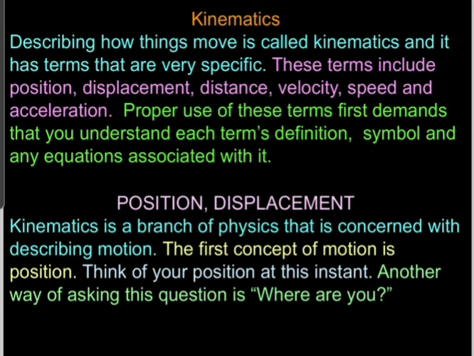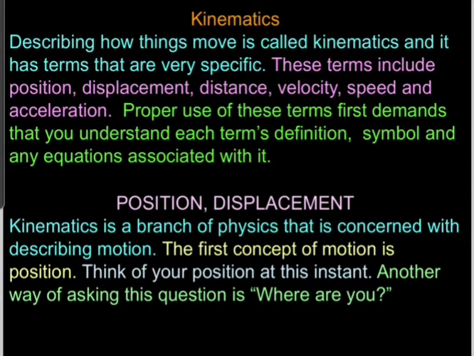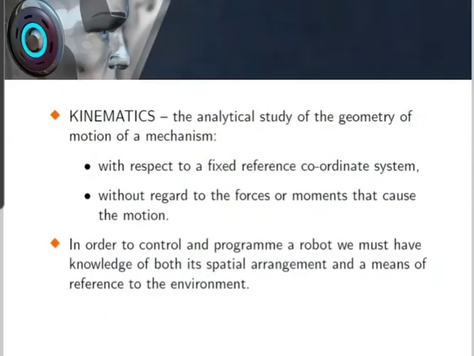So position and displacement. Kinematic is a branch of physics which is concerned with describing the motion. The first concept of motion is position. It is an analytical study of geometry of motion of mechanism with respect to a fixed reference coordinate system without regard to the forces or the movements that cause the motion. So in order to control and program a robot, we must have the knowledge of both its spatial arrangement and means of reference to the environment.